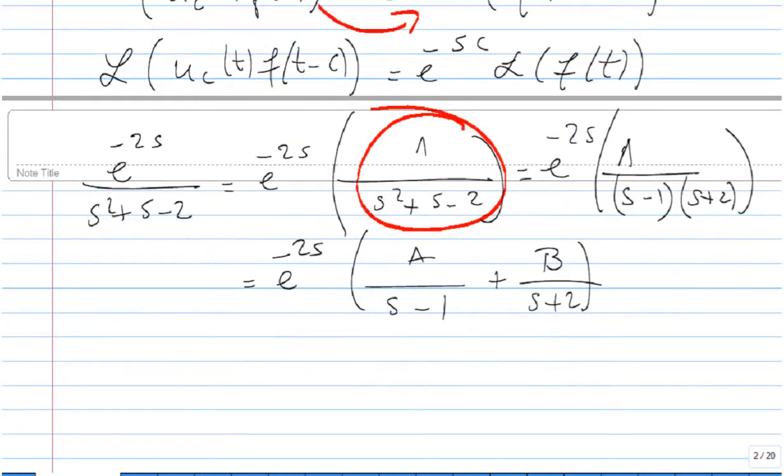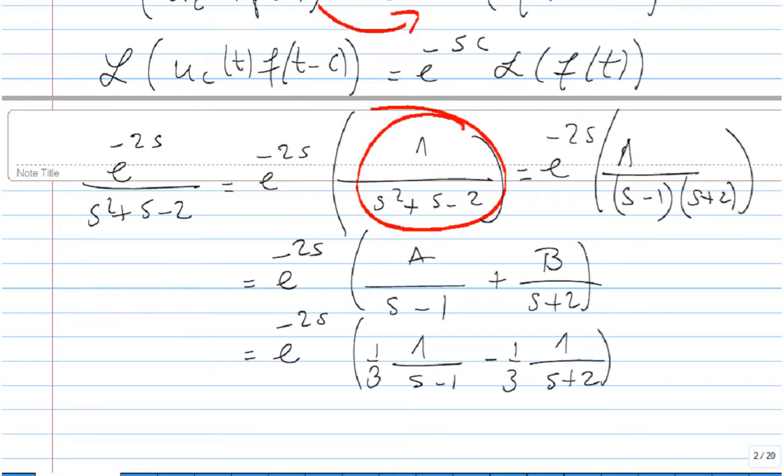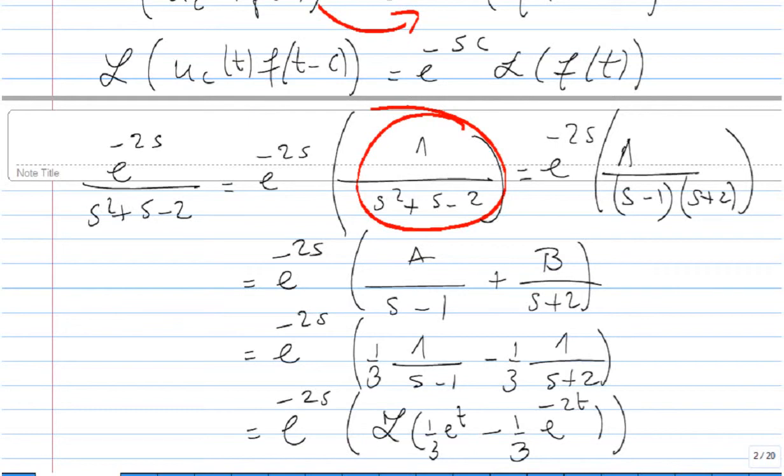So the partial decomposition technique tells me that a, I'll leave it to the reader or the listener, is going to be 1/3, and b is -1/3. So let us find now the inverse Laplace. 1 over s - 1 is e^t, so it's going to be the Laplace of 1/3 e^t - 1/3, and 1 over s + 2 is e^(-2t). So I found f(t).